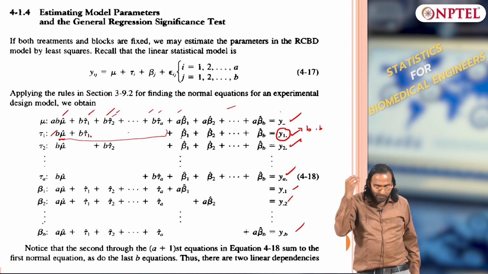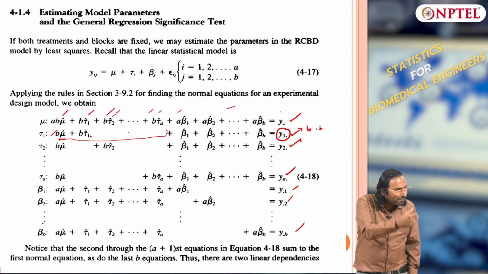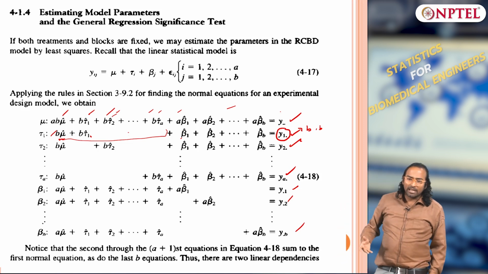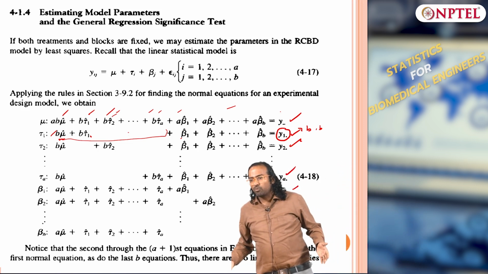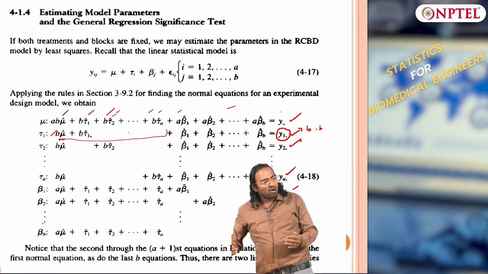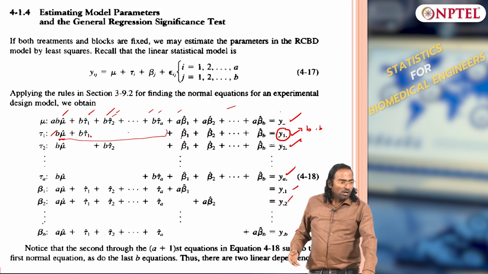So in ANOVA, if you think, this is nothing but your small n. And then how many times will your tau 1 appear? B times. Will tau 2 appear in y1 dot? No, it is an equation about treatment 1. So treatment 2 will be 0, treatment 3 will be 0, treatment A will be 0.